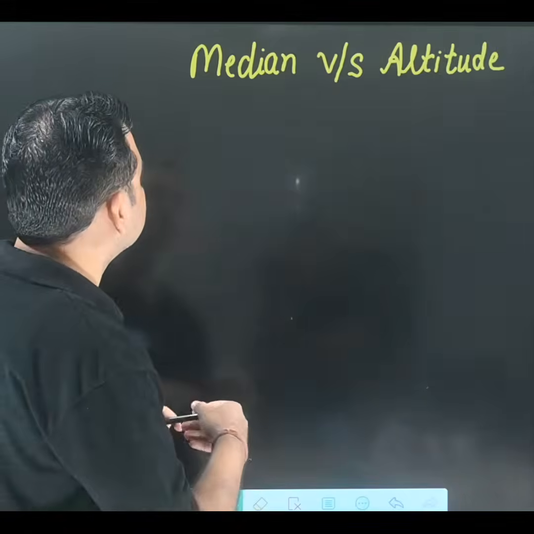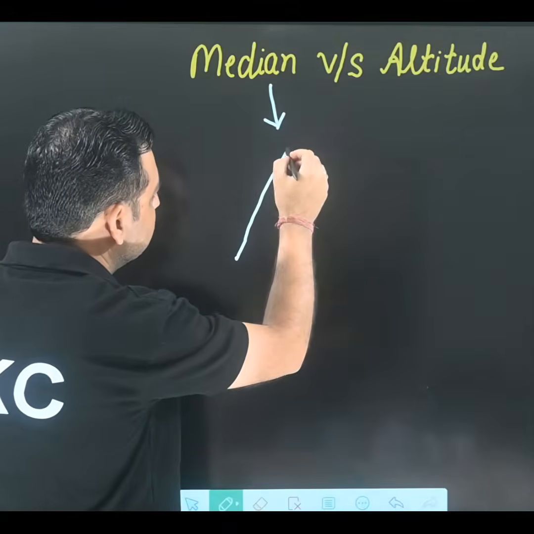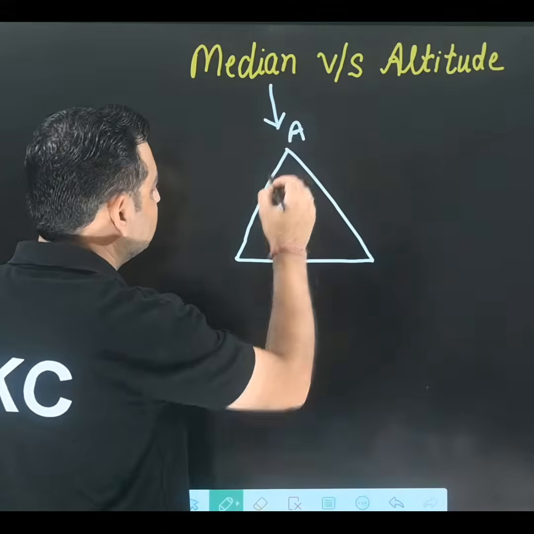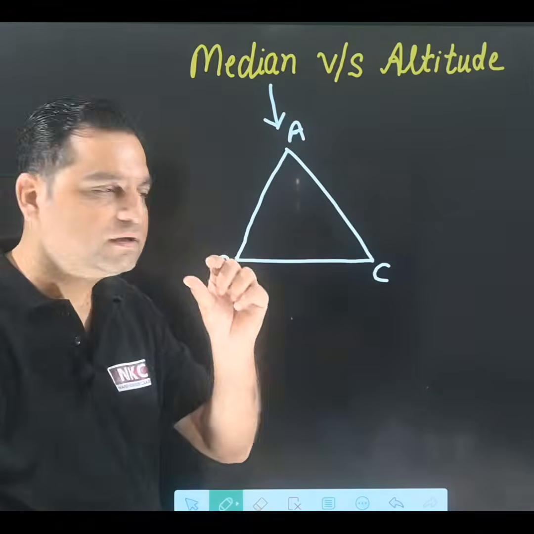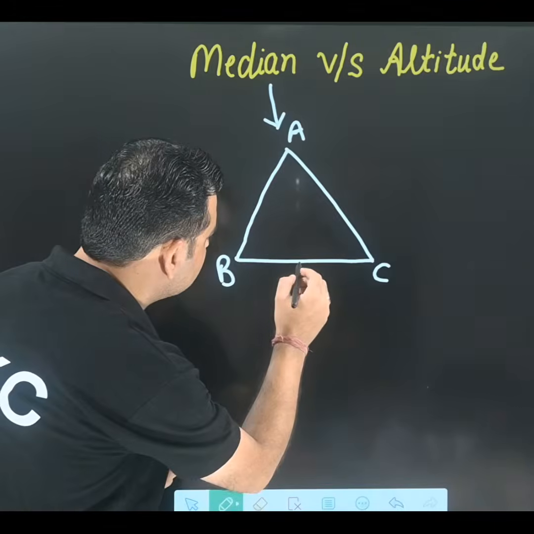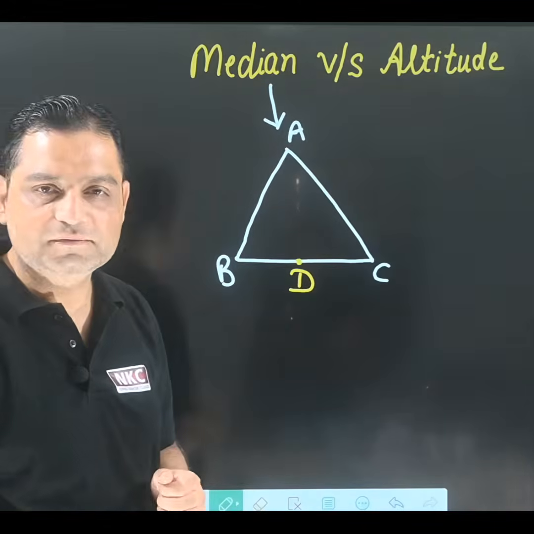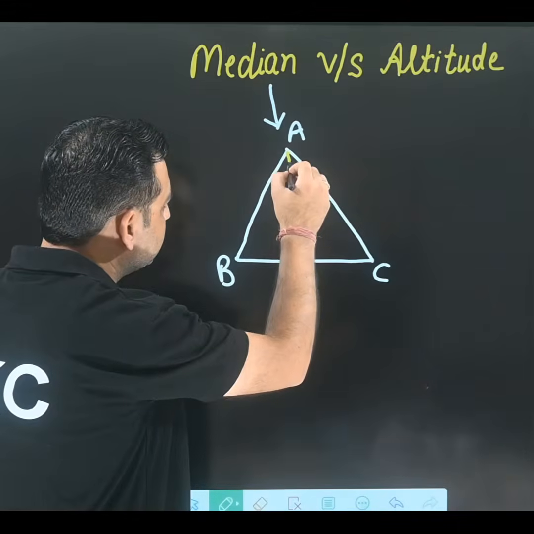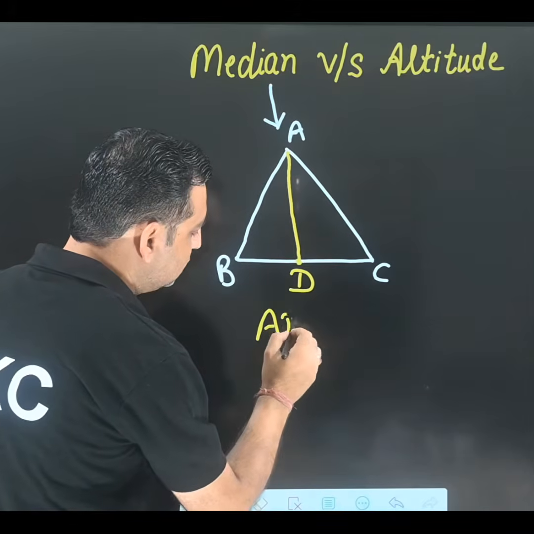Let us try to understand what a median is. Let's suppose you have a triangle, and let's suppose I'm giving its name as triangle ABC. You take any midpoint of any side. Let's suppose D is the midpoint of side BC. If you join this midpoint with the opposite vertex, then this AD will be the median.